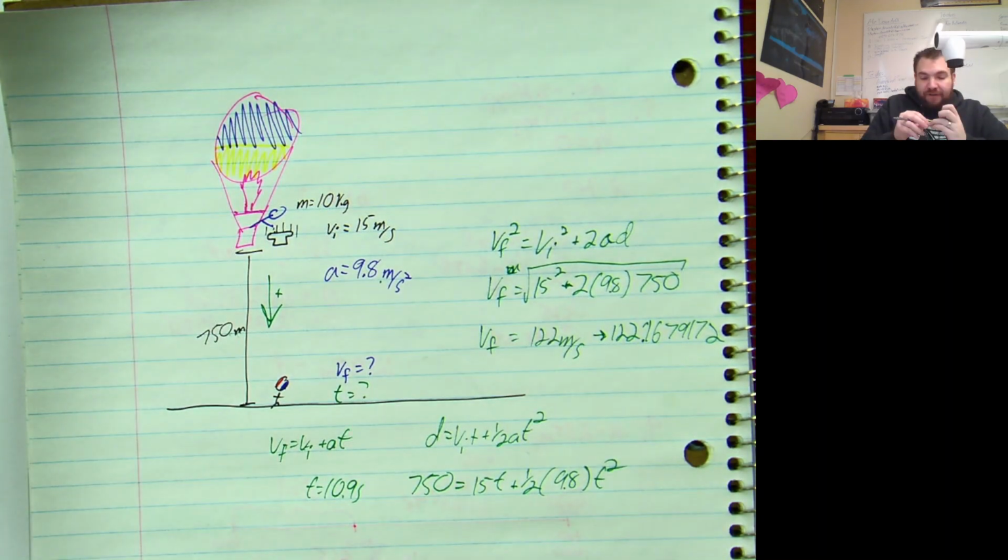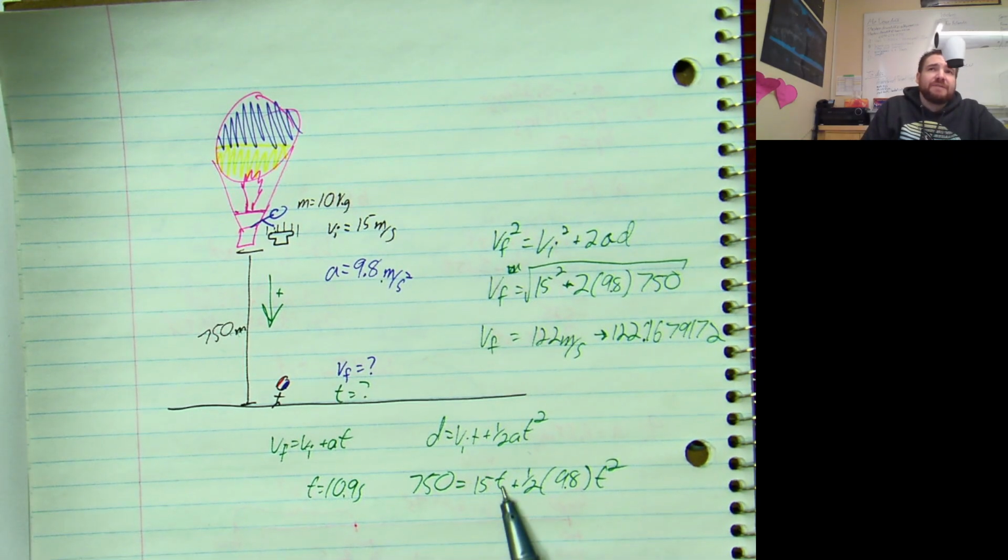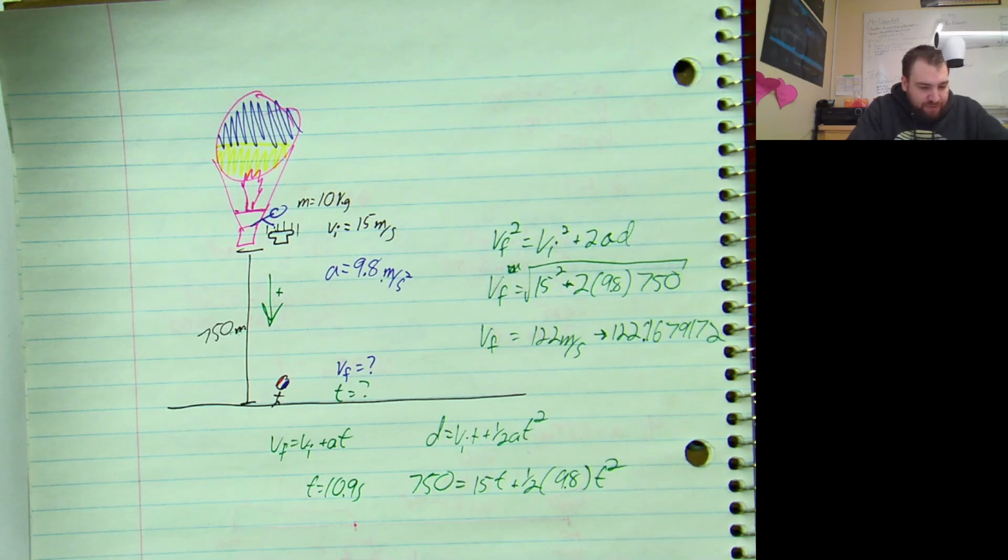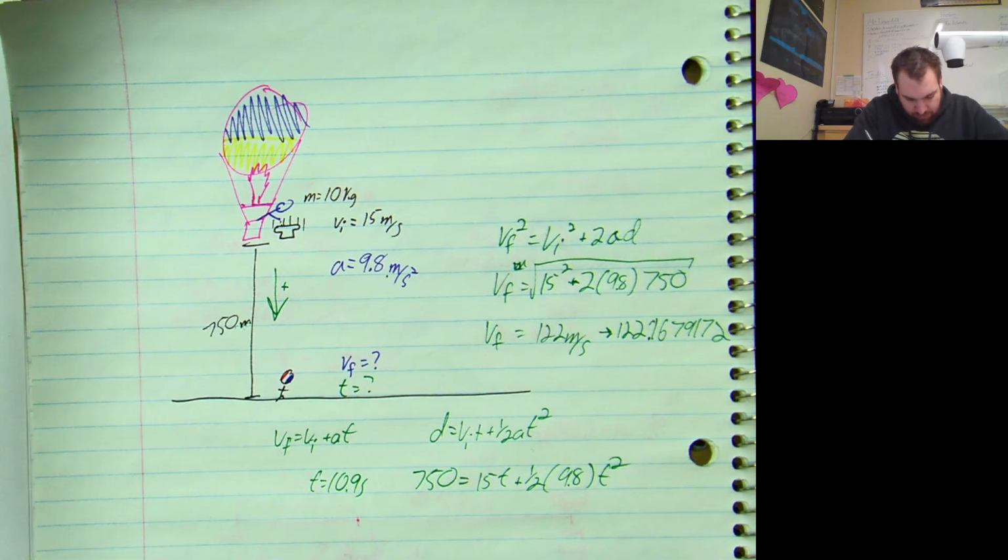If you solved the quadratic formula, you'd get a positive value and a negative value. Time can never be negative, because that means you're going backwards. That doesn't make sense. So you'll take the positive value from this, and it should also have been 10.9 seconds. So does the mass matter at all?